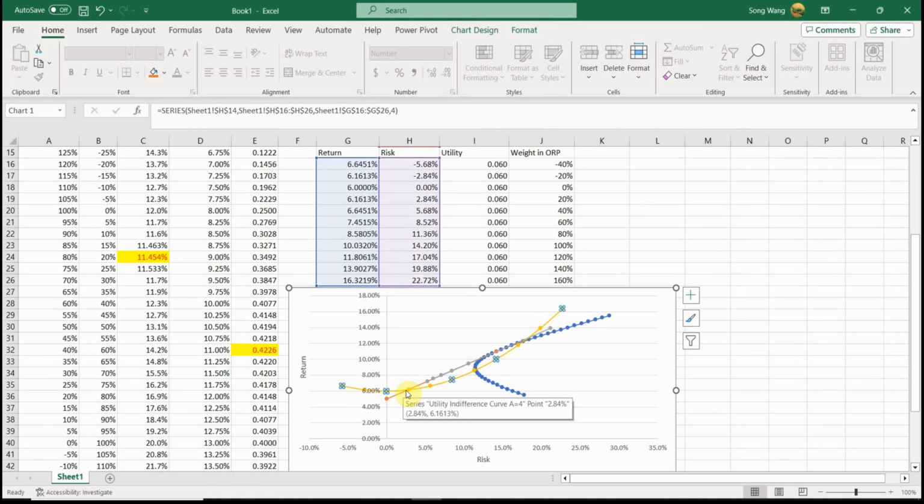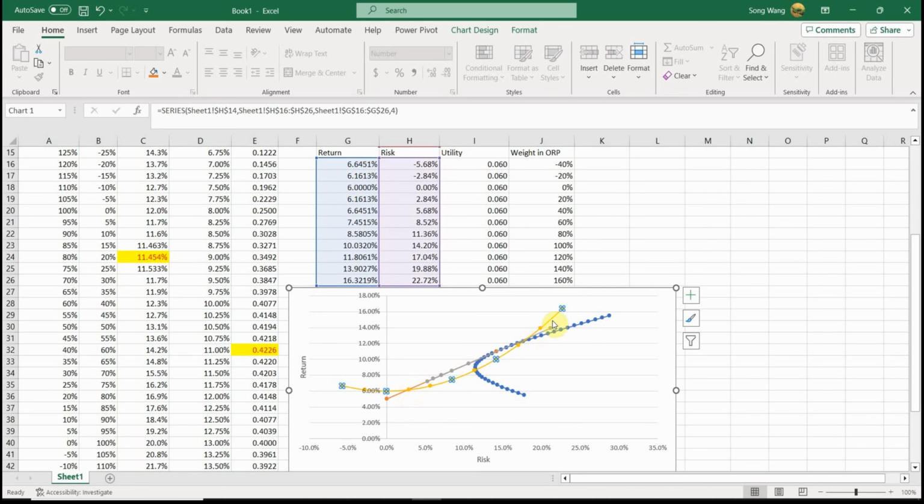Right here, when the yellow curve cuts the capital market line, you can see that's the low risk, low return combination. That basically requires me to put a lot of money in the risk-free assets, but not all of them. I also need to allocate a little bit to the risky portfolio, but not too much. Okay, so that's where it is.